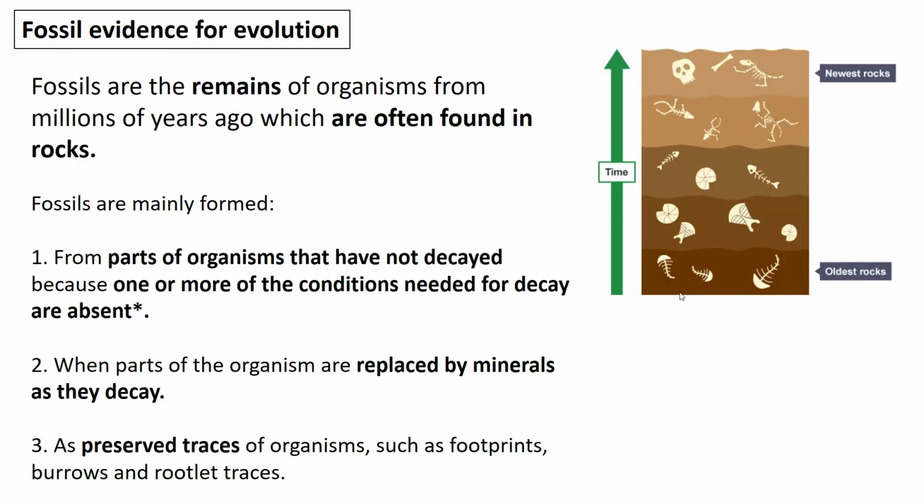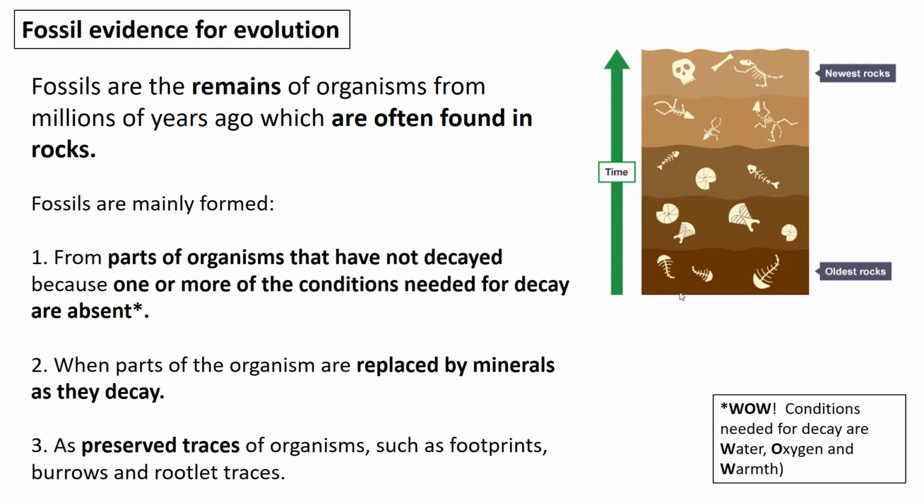Fossils are a really good, useful piece of information. They can show us the remains of organisms from millions of years ago, and they are found in rocks. So a fossil is just the remains of an organism from millions of years ago. And the fossils are mainly formed from the parts of the organisms that don't decay because one or more of the conditions needed for decay are absent.